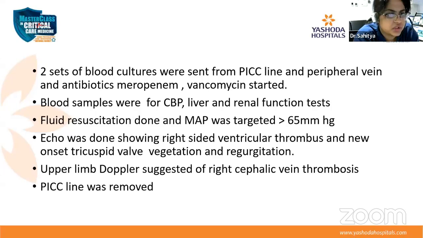The HACEK group of organisms which are present. Enumerate HACEK, meaning? Haemophilus, then Aggregatibacter, Cardiobacterium, Eikenella, and Kingella. HACEK group. A is Aggregatibacter, C is Cardiobacterium, E is Eikenella and K is Kingella. Okay.